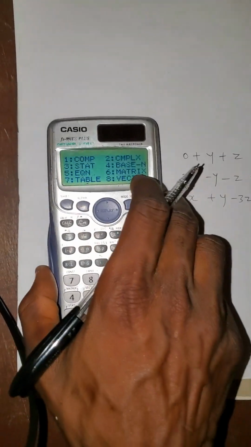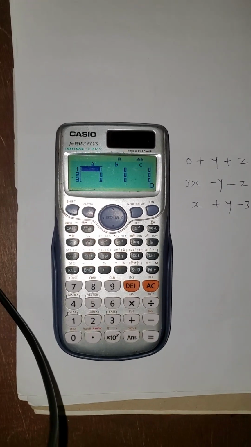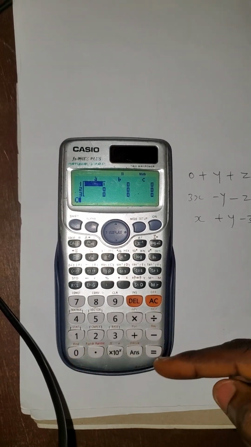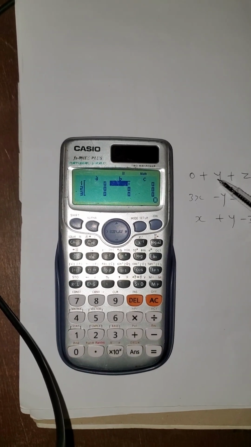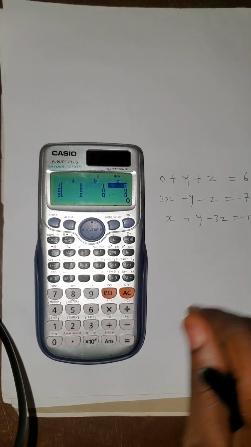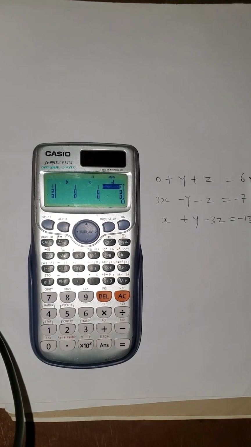Press your mode. Go to equation, that's number 5. We use number 2. Now for the first one, the value of x is 0, so we don't have x there. So that's 0. Press equals to y. The coefficient of y here is 1, so press 1 and press equals to. The coefficient of z here is also 1. Press equals to. What is equals to here?